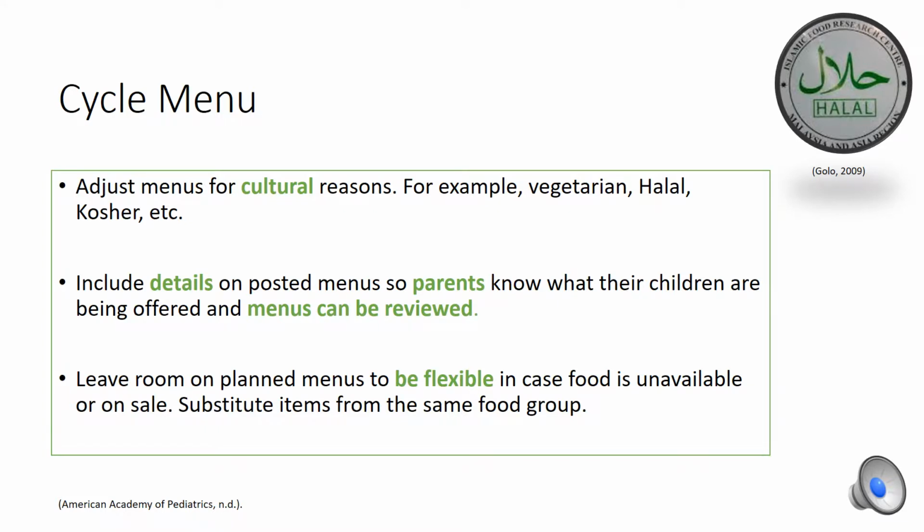Other considerations for cycle menus include adjusting menus for cultural reasons, for example vegetarian, halal, or kosher needs. Include details on posted menus so parents know what their children are being offered and menus can be reviewed. Leave room on planned menus to be flexible in case food is unavailable or on sale. Substitute items from the same food group.